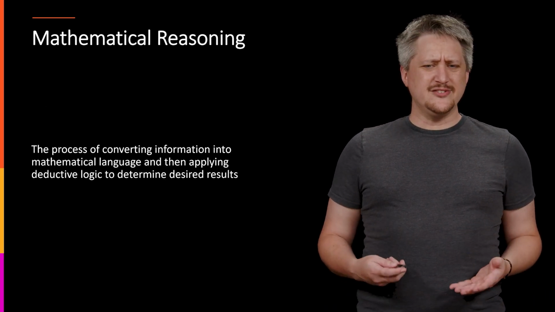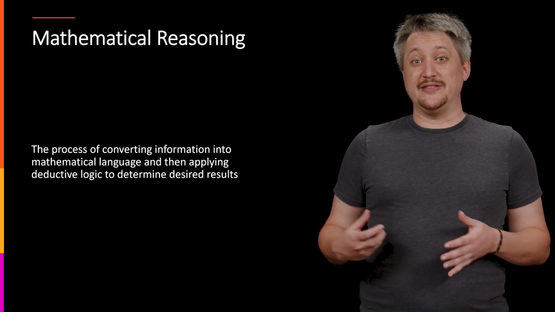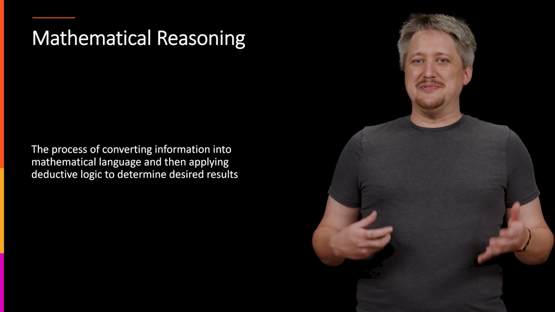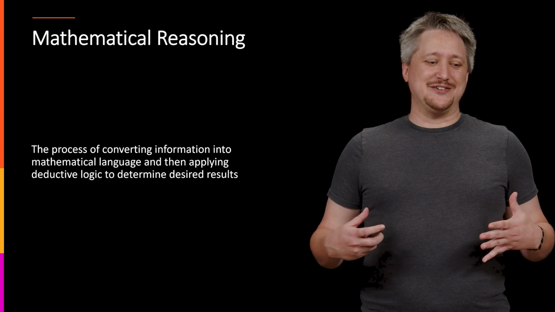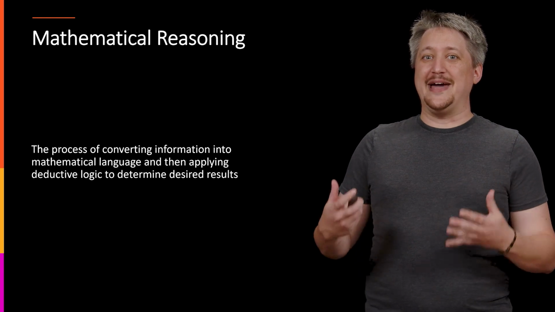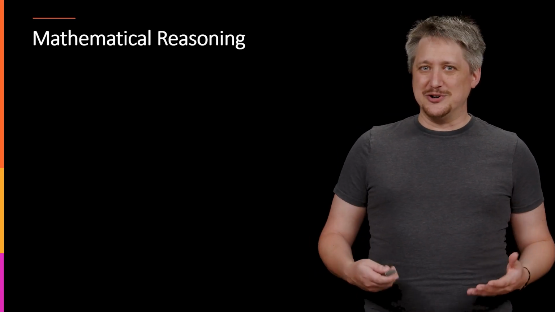Hello. In this video, we are going to be talking about the general umbrella of mathematical reasoning: what is it, and give an example. Mathematical reasoning is really the process of converting information into the mathematical language so that we can then apply deductive logic and figure out what we want. The layman version of this is going from colloquial language to mathematical language so that we can mathematically or logically work through a problem to get to whatever answer we're after. So by way of example, I figured I would give one that actually happened to me.